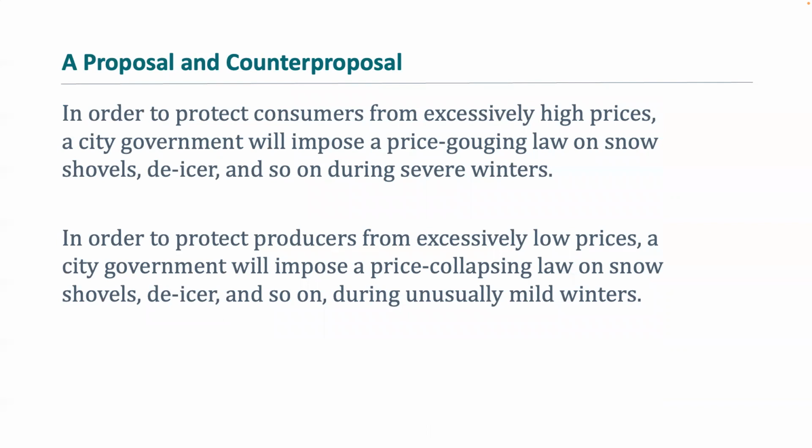So let's take a look at a proposal and a counter proposal. In order to protect consumers from excessively high prices, a government will impose a price gouging law on snow shovels, de-icer, and so on during severe winters. On the other end of that coin, in order to protect producers from excessively low prices, a government would impose a price collapsing law on snow shovels, de-icer, etc.